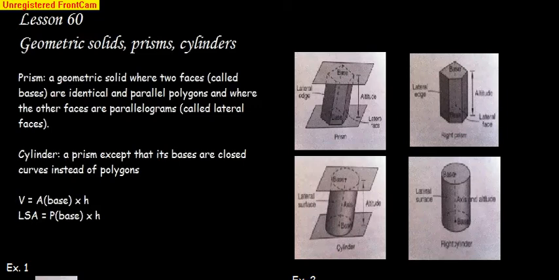We're going to do Lesson 60, Geometric Solids, Prisms, and Cylinders. This is actually a good one for me to do online because I wouldn't be able to draw these things in class. This is a really simple lesson, it won't take long at all.